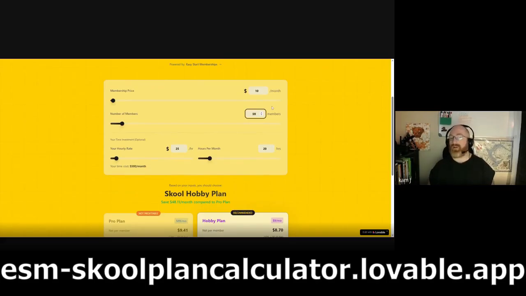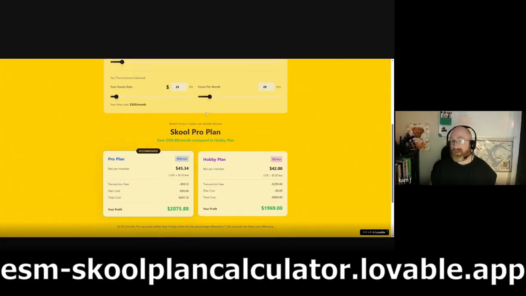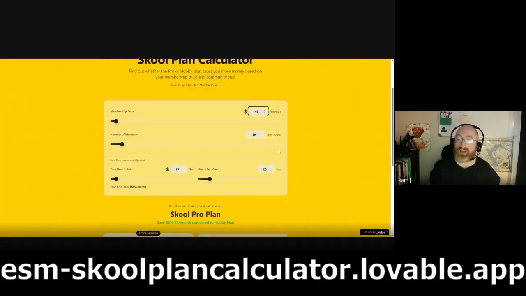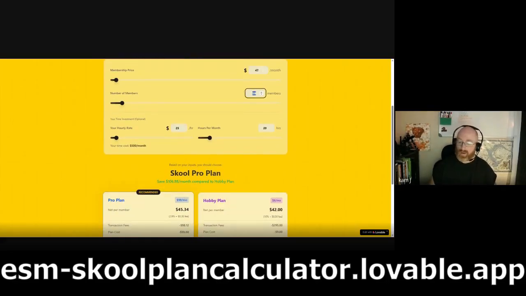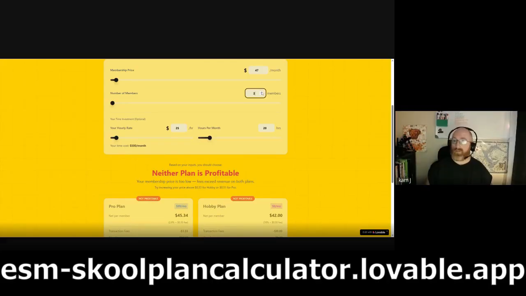This is a $10 a month membership. Maybe you could argue that's not very good. You should probably charge more like $47 a month. That would make more sense. And then you could have the $25 an hour time investment. And look, you're doing just fine. We can see the pro plan is recommended at 59 members. What about at 1 member? Neither is recommended, right? What about 2?